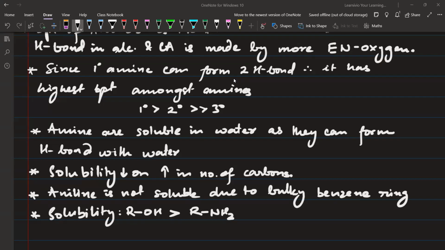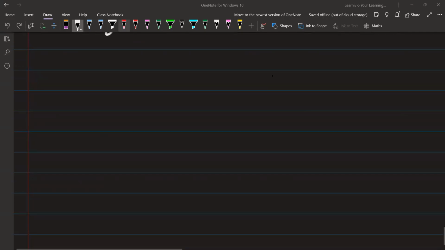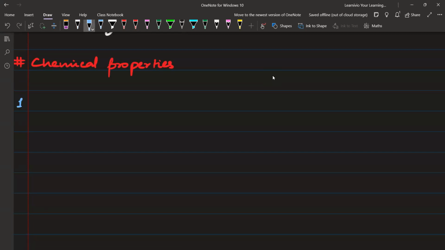Now you can write the heading chemical properties. Now, in chemical properties, the first chemical property is very important, that is carbyl amine reaction. एक तो ये नेम रिएक्शन हो जाएगा, है ना? Carbyl amine reaction. What happens here is, now the complete reaction is very important. All the reagents and all the products.